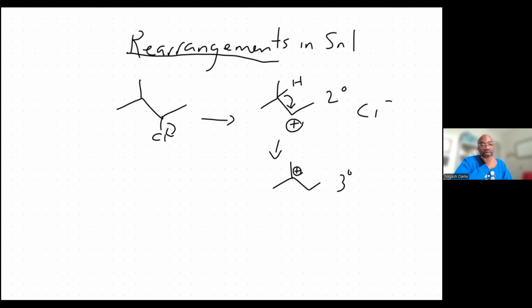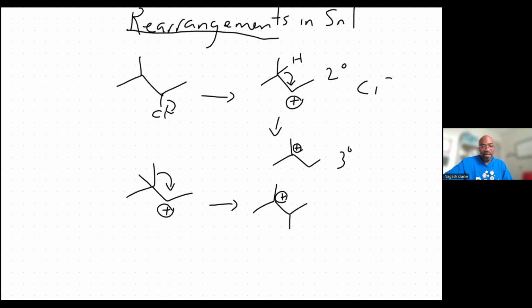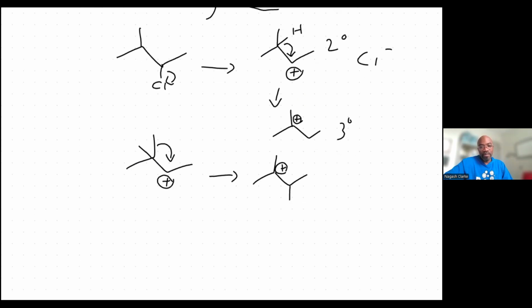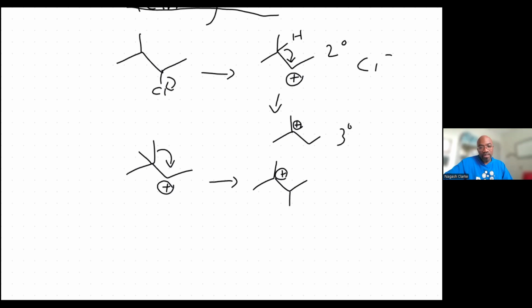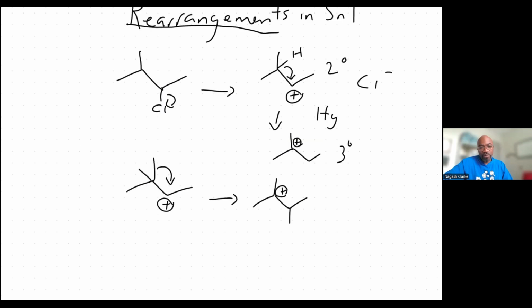Rearrangements can also happen with alkyl groups. So for example, here I have another carbocation that's formed. I can have a methyl shift that gives me also a tertiary carbocation. So these shifts occur again to stabilize. This one right here is a hydride shift. This is an alkyl, specifically methyl, shift.